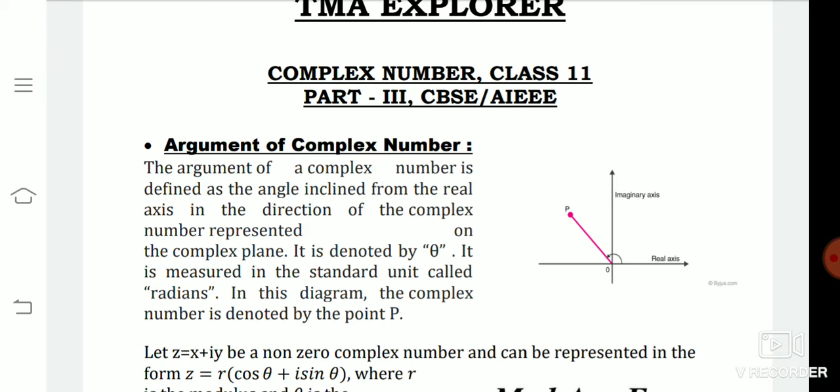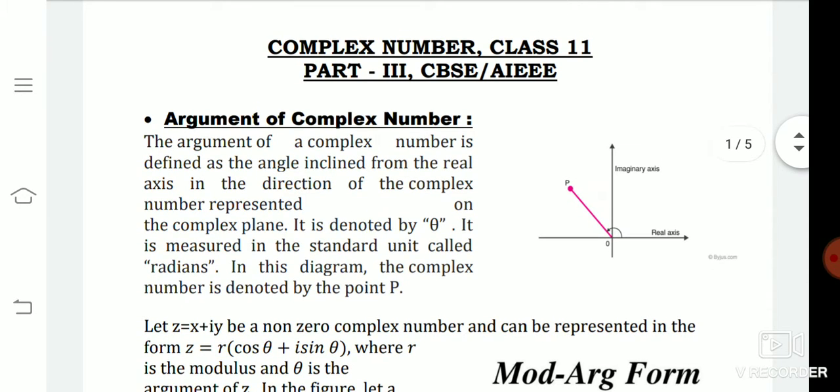Basically we know that a complex number is represented by x plus iy, or you can say a plus ib, whatever you want, where a and b are real numbers and i is imaginary, where the value of i is root over -1. On the right hand side you can see one figure. Here the x-axis represents the real axis and the y-axis represents the imaginary axis. For the sake of convenience we have considered it like this. So let's study what the argument of a complex number is.